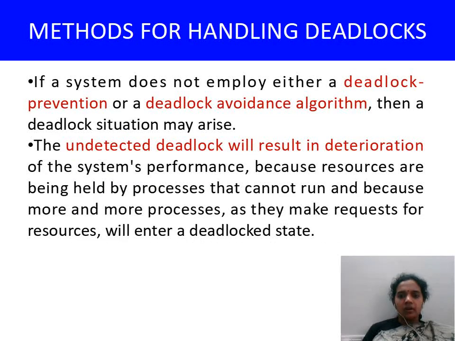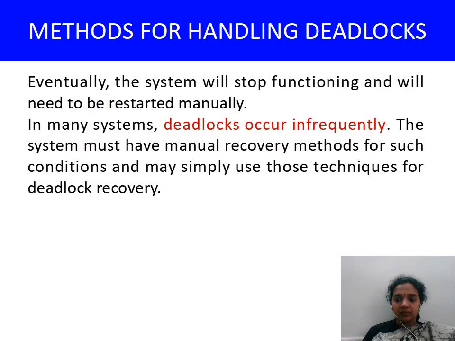So, the methods for handling the deadlocks. If a system does not employ either a deadlock prevention or deadlock avoidance algorithm, then a deadlock situation can arise. The undetected deadlock will result in deterioration of the system's performance, because the resources are being held by processes that cannot run, and more and more processes, as they make requests for resources, will enter the deadlock state. Here the system will stop functioning and will need to be restarted manually.